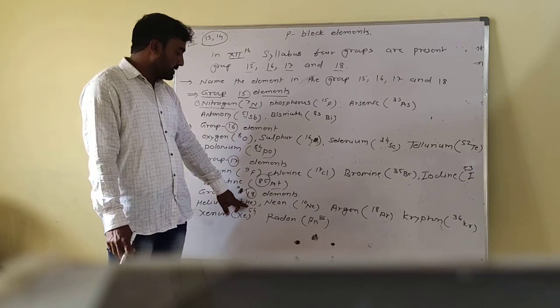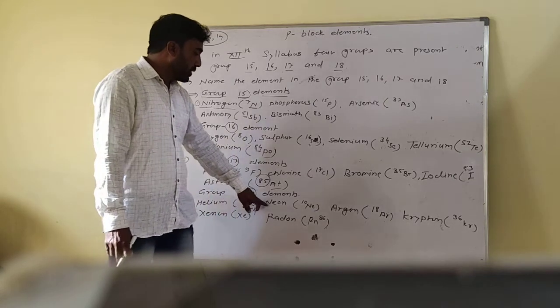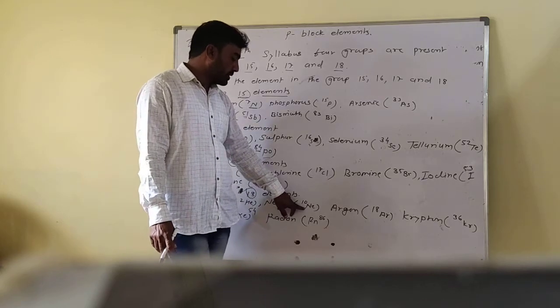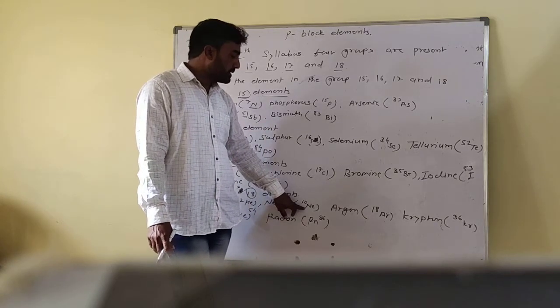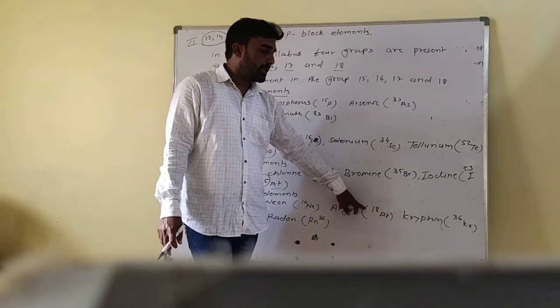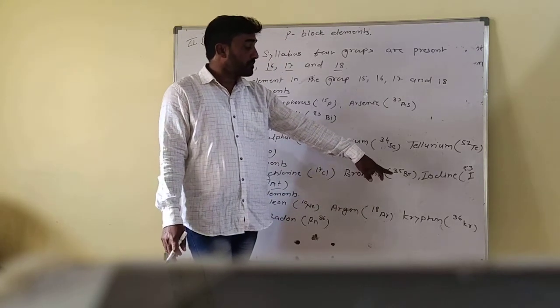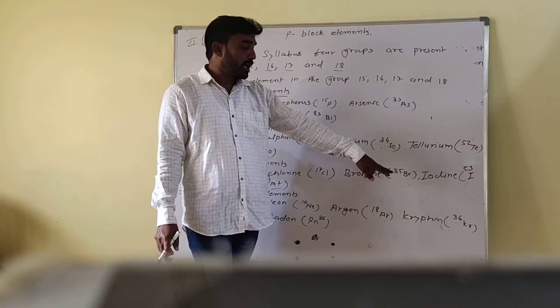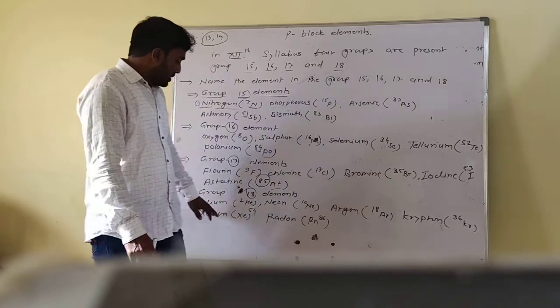Helium symbol is He, atomic number 2. Neon symbol is Ne, atomic number is 10. Argon symbol is Ar, atomic number is 18. Krypton symbol is Kr, atomic number is 36.